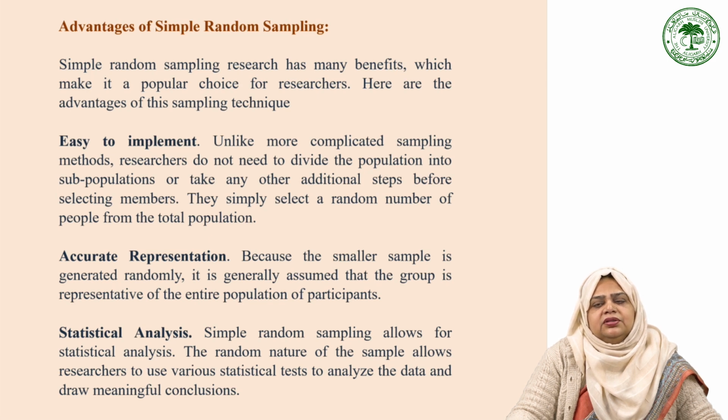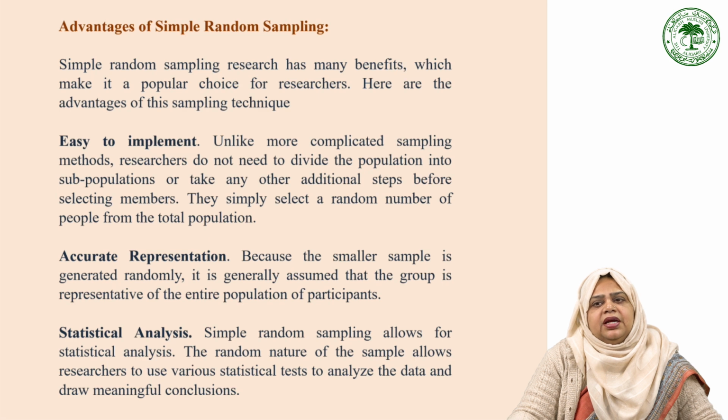Another important advantage of simple random sampling is that by choosing a random sample, researchers believe that this subset of people will accurately represent the entire population. This eliminates the need for further segmentation and refinement of the group. This method eliminates the need for researchers to make subjective decisions about who should be included in the study. It removes any potential bias that could arise from handpicking participants based on personal preferences or preconceived notions. Random sampling allows for a more objective and fair selection process.